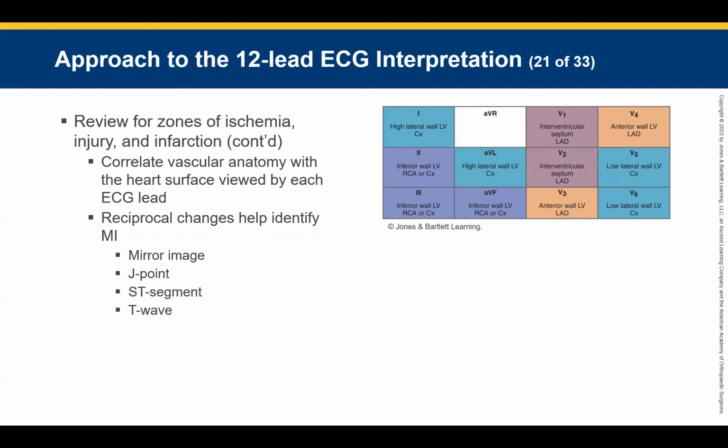If you have reciprocal changes, and it's vice versa too. So you can have inferior elevation. If your inferior ST segment's elevated, what is your lateral ST segment going to do? Depressed. That's reciprocal changes. When you have reciprocal changes, you're almost guaranteed to have a STEMI. I say almost because I don't like always and never. But if you have elevation in 1 and AVL, and you see depression in 2, 3, or AVF, you've probably got a STEMI.